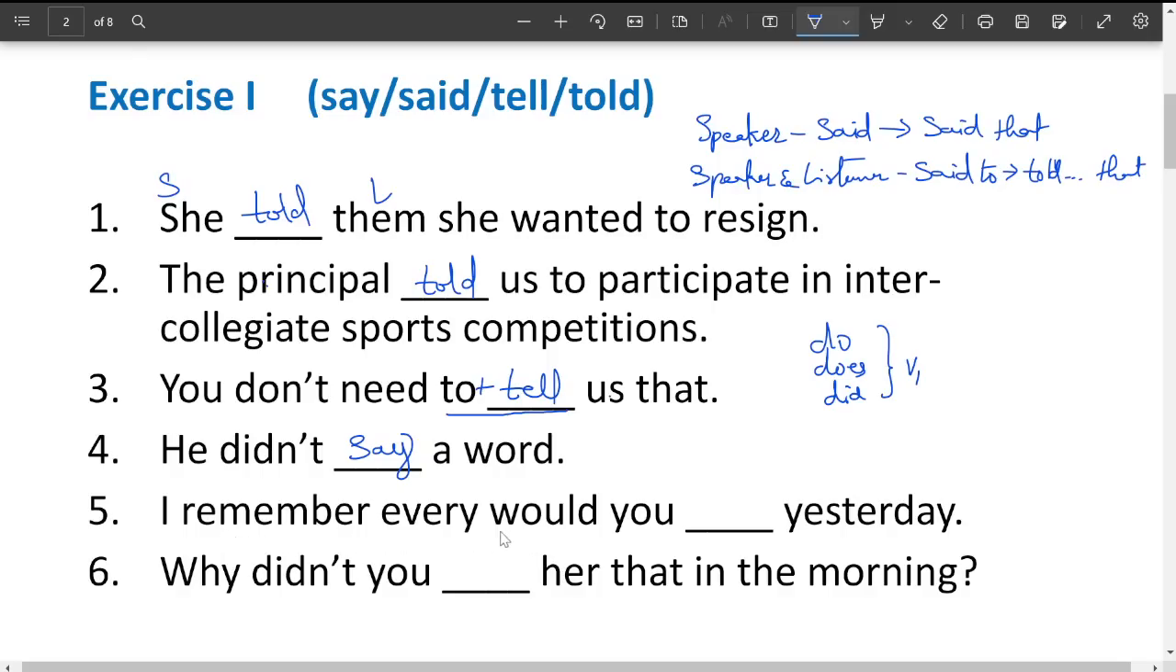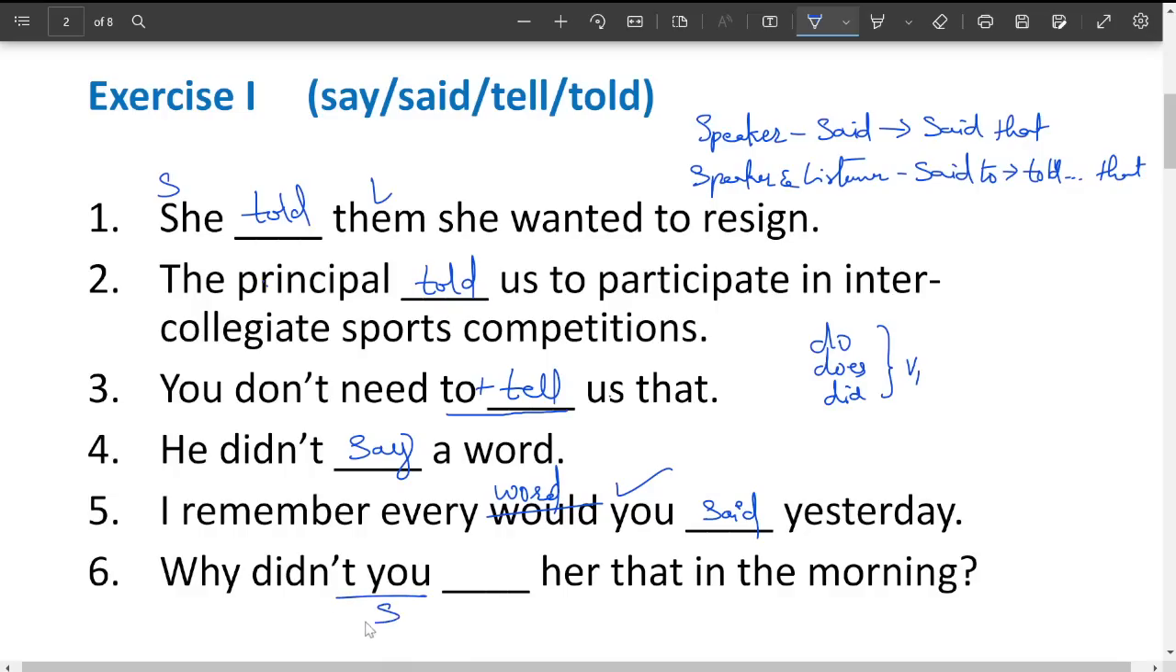Next, I remember every word you dash yesterday. Okay, this is a typing error. My bad. I remember every word you dash yesterday. You said yesterday, you told yesterday. What can be used here? You said yesterday. You told, if at all told is there, again you told me yesterday can be used. Only speaker is given, listener is not given. So only said. Next. Why didn't you dash her that in the morning?